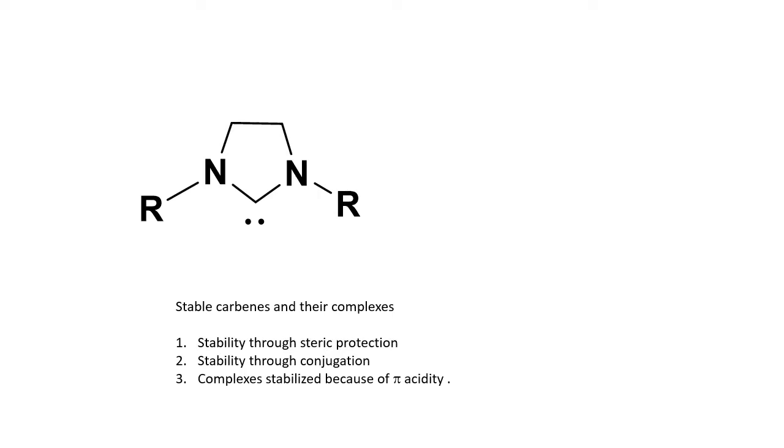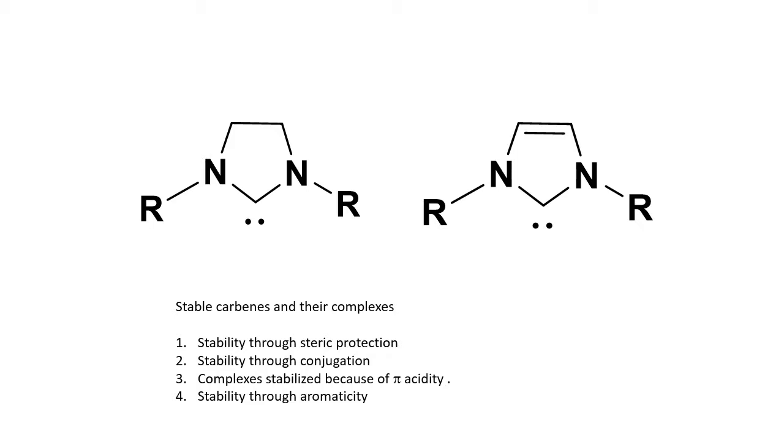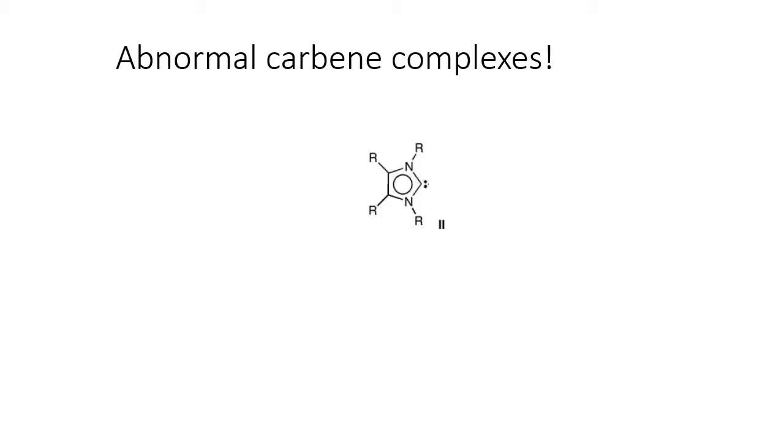So the stable carbenes and their complexes are primarily the result of the steric protection that is there, the stability that is there through conjugation in the unsaturated version, and also the complexes are stabilized because of the small amount of pi acidity that is present in this carbene carbon. This is the unsaturated version, of course, and the classic N-Heterocyclic carbene, and that has the added stability of aromaticity.